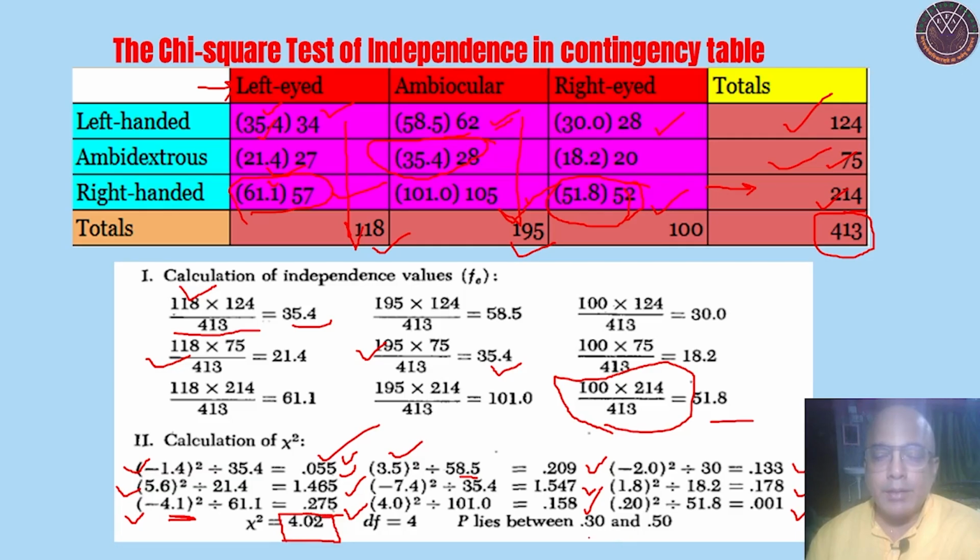Now you compare it with the table value. Here the degrees of freedom will be 4. How? The columns are 3 and the rows are 3. So 3 minus 1 is 2, and 3 minus 1 is 2 for the rows also. So 2 times 2 is 4. For 4 degrees of freedom, you see that it is not significant, because P lies between 0.30 and 0.50, which is not the expected level of significance. So you accept the null hypothesis, and you will say that there is no relationship between eyedness and handedness.